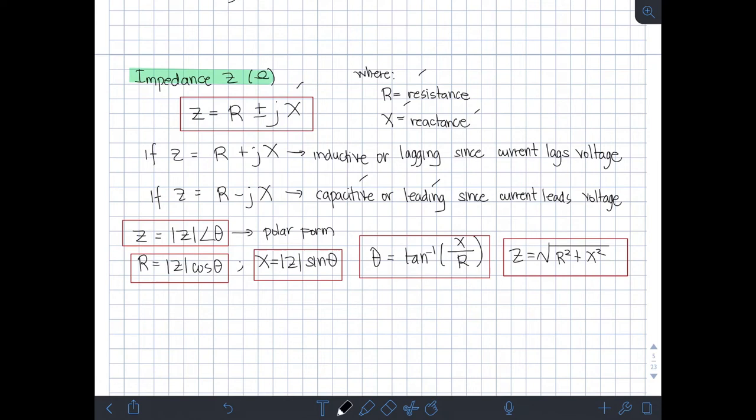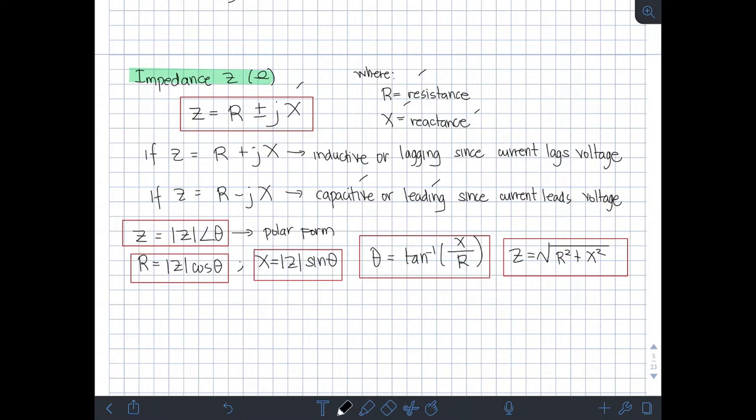So, pwede nating isulat sa polar form itong ating impedance. So, Z is equal to absolute value of Z angle theta in polar form. So, itong absolute value of Z, siya yung magnitude. And then, itong theta, siya yung phase angle. So, pwede naman tayong gumamit ng calculo dito kapag nagsisolve tayo ng polar form ng impedance.